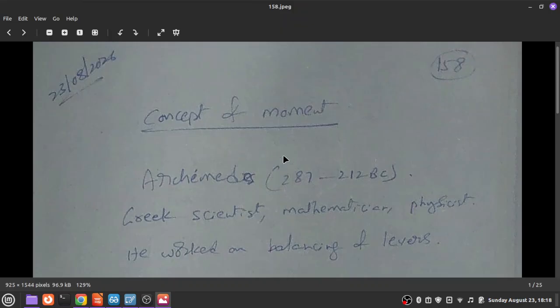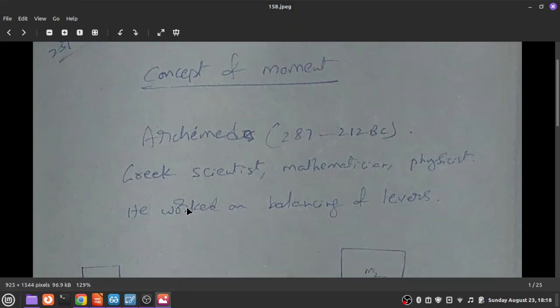The concept of moment is said to have been introduced by Archimedes, of 287 to 212 BC. He belonged to the third century BC. He was a mathematician and physicist. He introduced the concept of moment while explaining the balancing of levers.